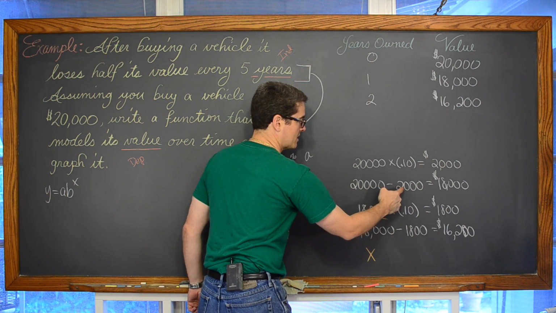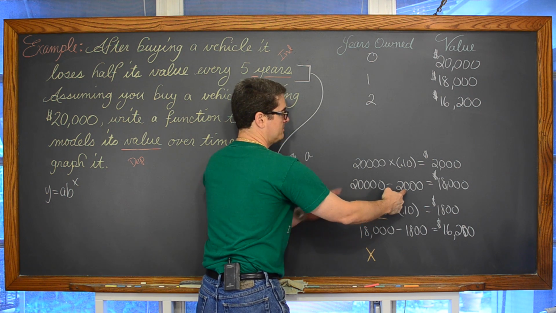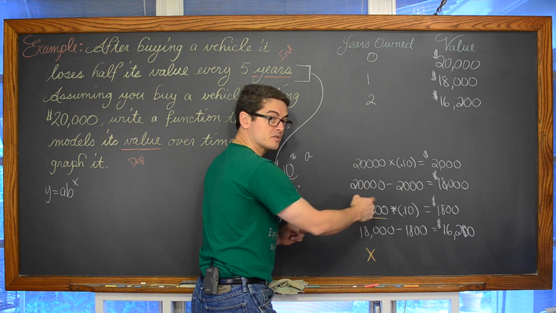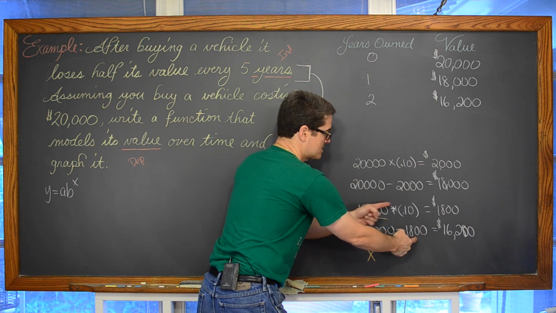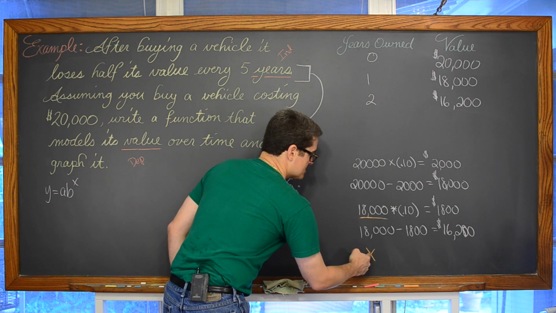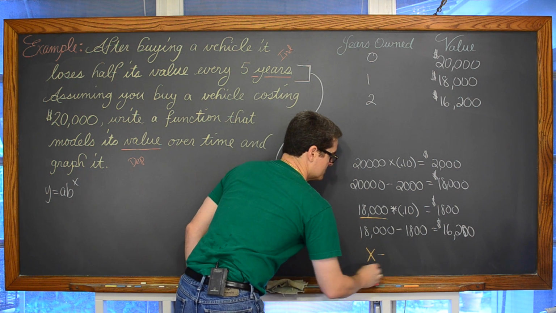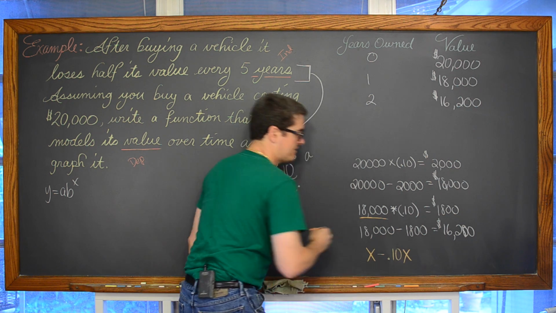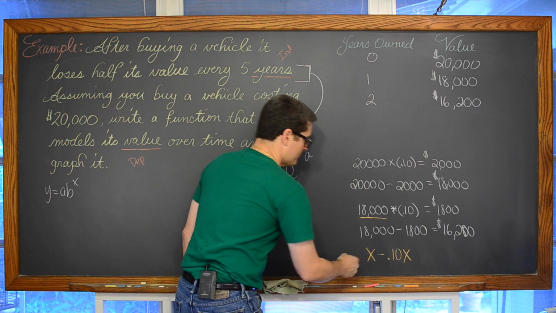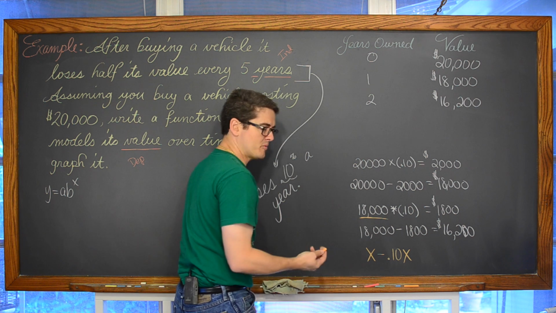Well, where did the 2,000 come from? The 2,000 came from 20,000 times 10%. The 1,800 came from 18,000 times 10%. So it's some value minus, in this case, 10% of that value, right? I hope you see that.